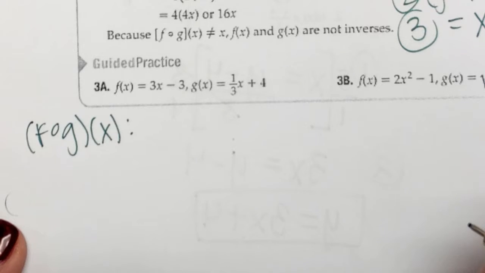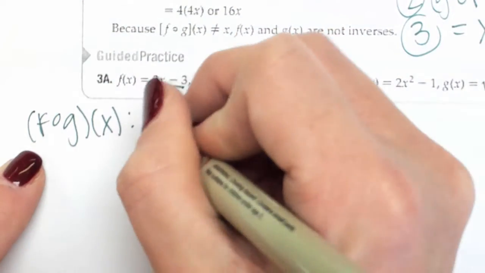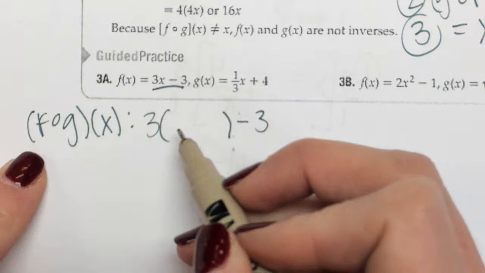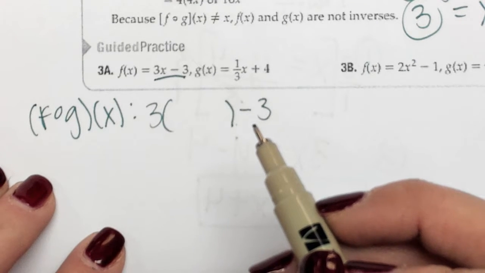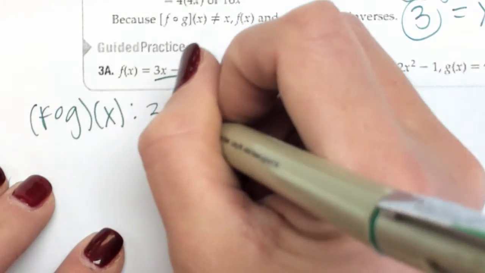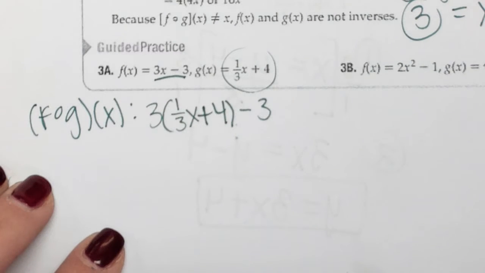F or g? Yes, the first one. So I'm rewriting 3x minus 3. I'm replacing the x. So again, I'm just rewriting but replacing the x. And what am I going to put inside? Yes, this entire thing. 1/3 x plus 4. The entire function.